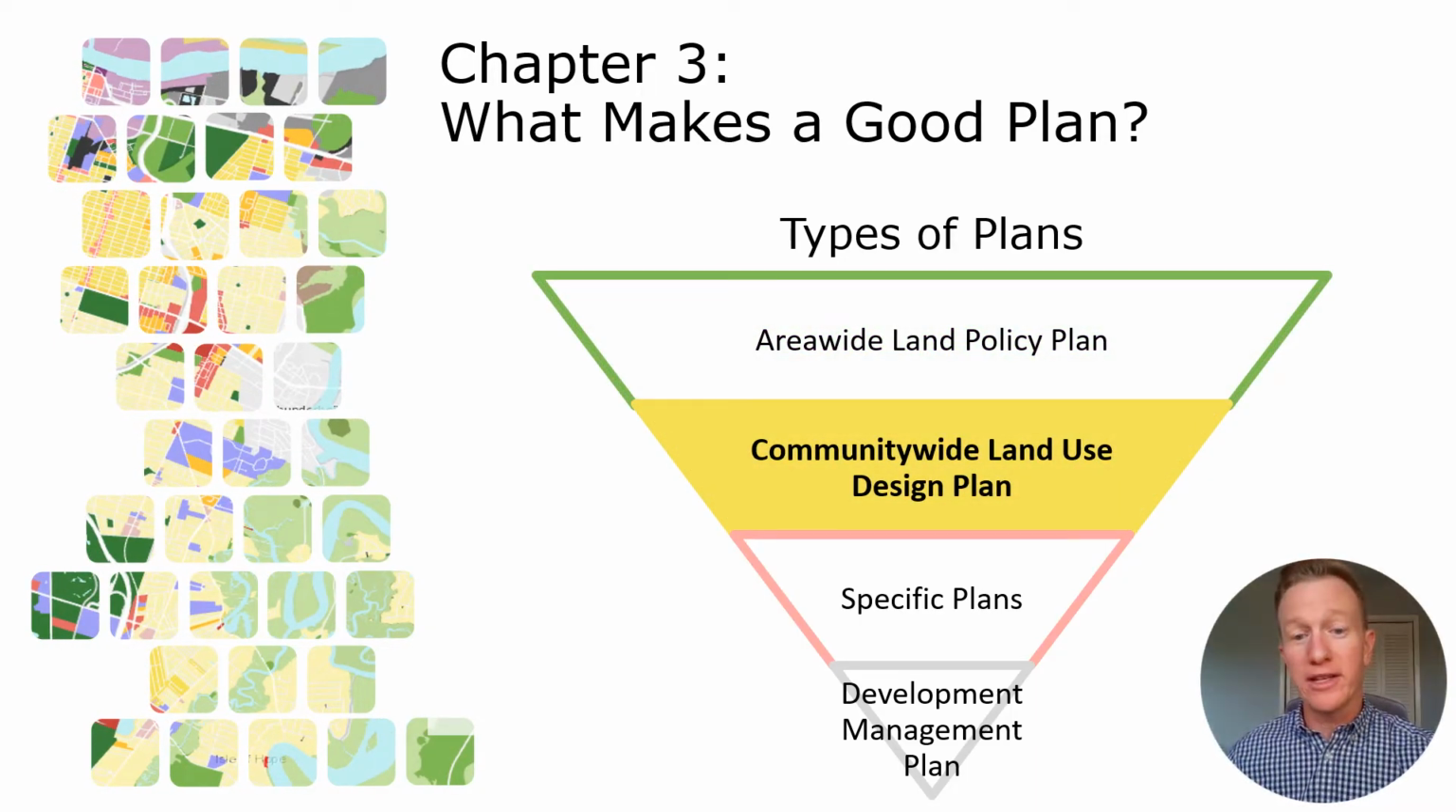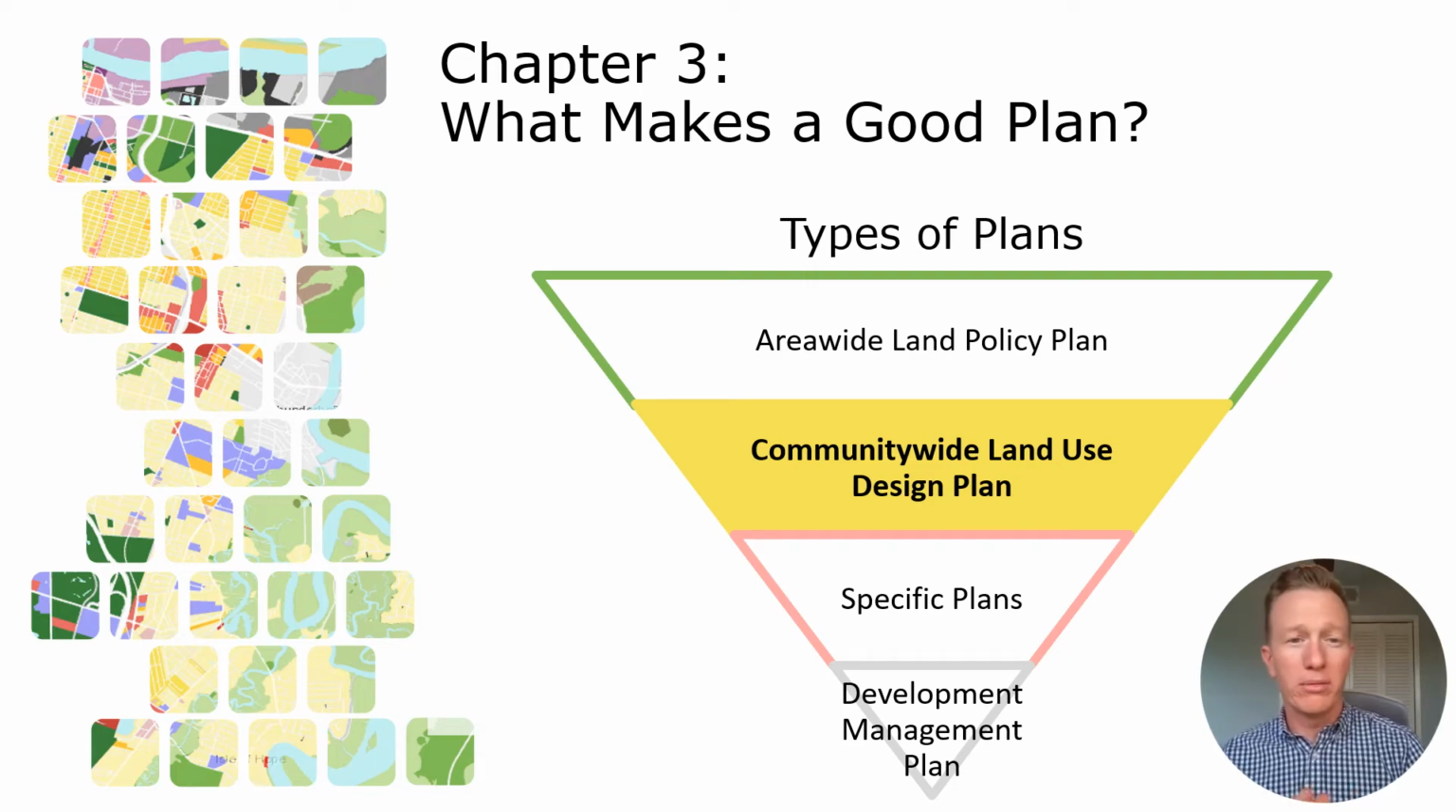So in the next stage down from the area-wide land use plan is the community-wide land use design plan. And in this plan, you're looking at much more specific direction from the plan. So it's telling you the type of development that's going to occur, the mix of development, the density of development, and how that development is going to be organized spatially, both perhaps from a 2-dimensional area and maybe a 3-dimensional, although that likely would happen in the zoning code or a specific plan.